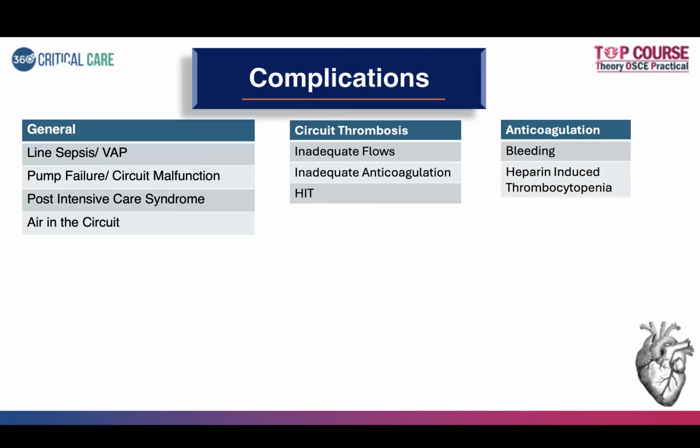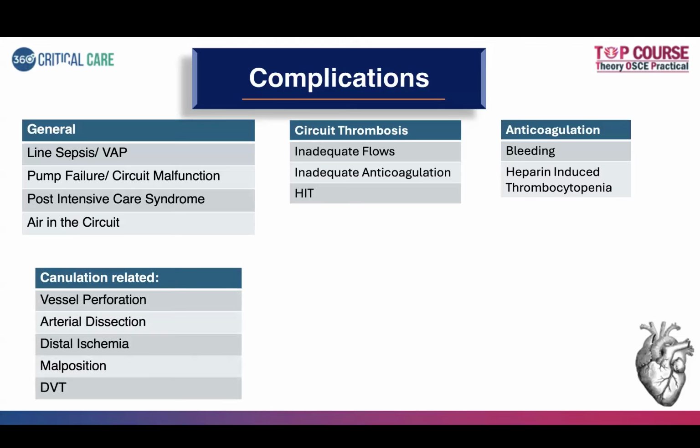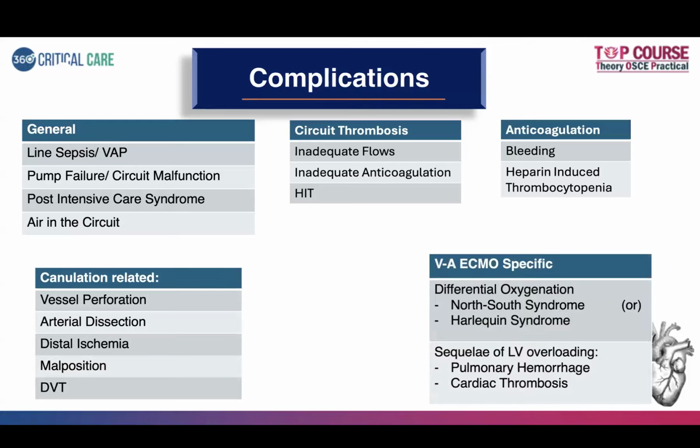Then anticoagulation-related complications again can be there, like bleeding or heparin-induced thrombocytopenia. Cannulation-related issues can be there, like vessel perforation, arterial dissection, distal ischemia, malposition, or DVT. So that's also very important to be kept in mind. And ECMO-specific complications are differential oxygenation, that is the North-South syndrome or Harlequin syndrome, and sequelae of LV overloading, that is pulmonary edema, hemorrhage, or cardiac thrombosis.